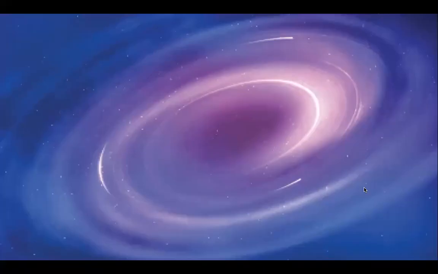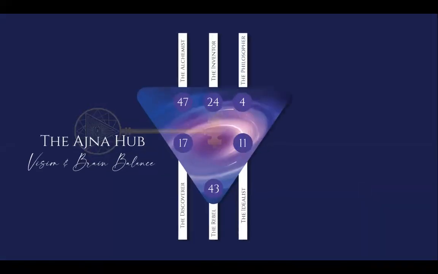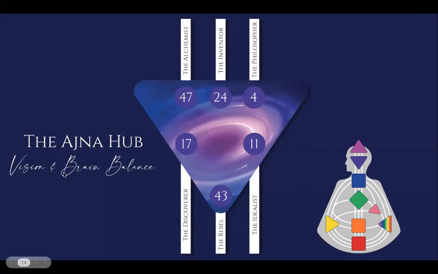So this is the Ajna Hub. Here we go. Like I mentioned before, it's about vision and brain balance. We're going to see that this can also be representative of the third eye chakra. So we're going to get a lot of that third eye energy here as well. And like you saw in the intro video, we have the Alchemist. And this is gene key or gate 47. And the frequencies here move from oppression to transfiguration. And it's through the pathway of transmutation.